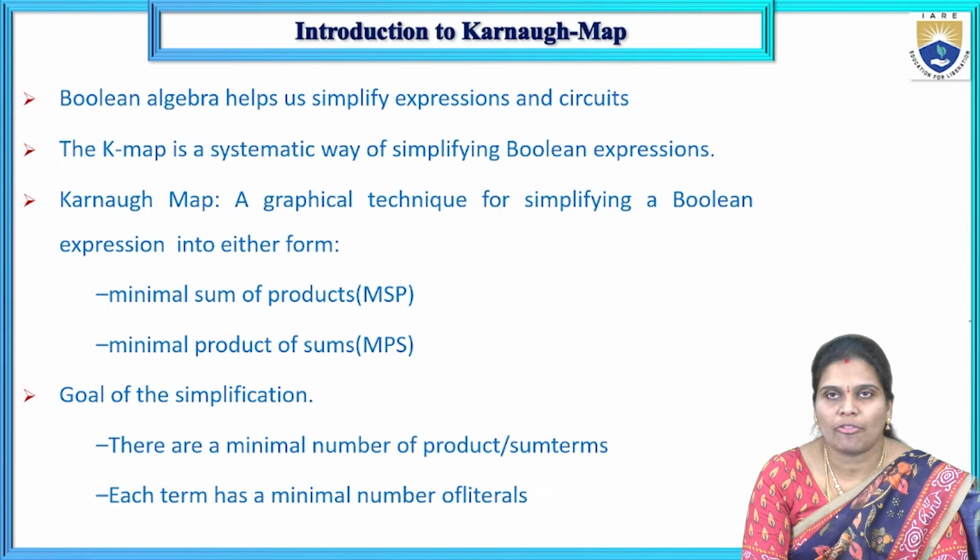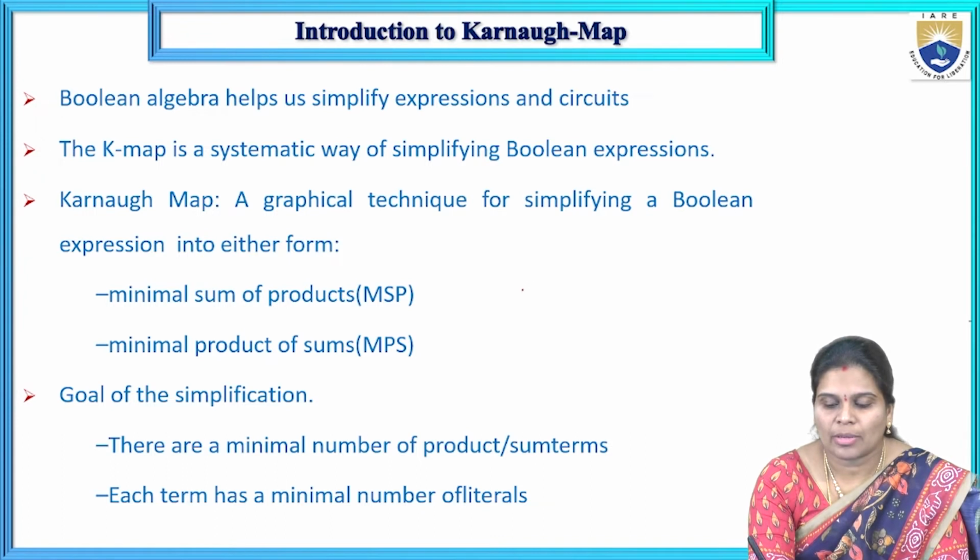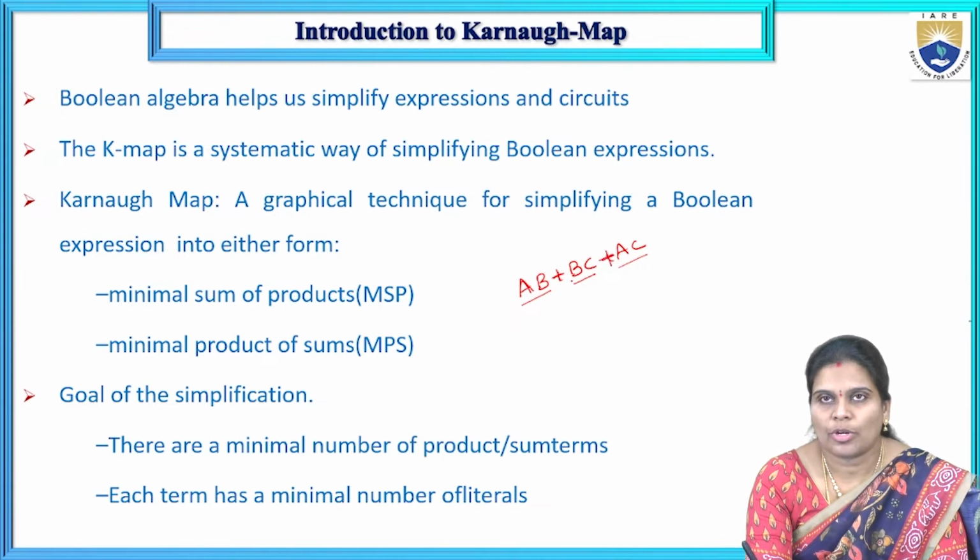Sum of products means that if you take any Boolean expression, we take some product terms, and the sum of those product terms is the sum of products. The next one is the product of sums. Here we take an expression like AB plus BC plus AC. AB is one product term, BC is one product term, and AC is another product term. So the sum of these product terms is the sum of products.